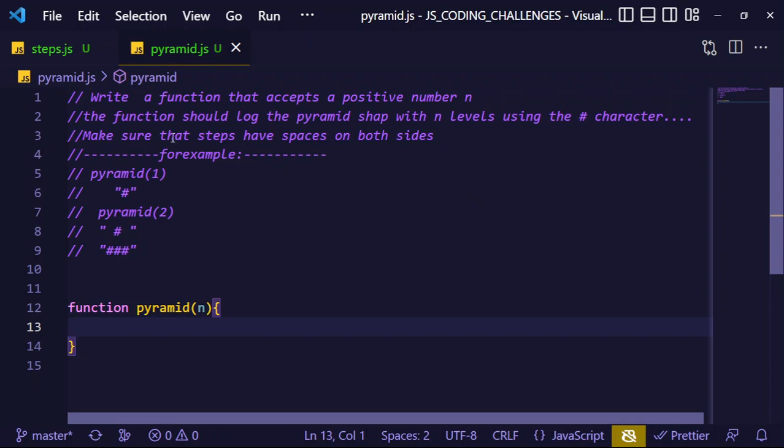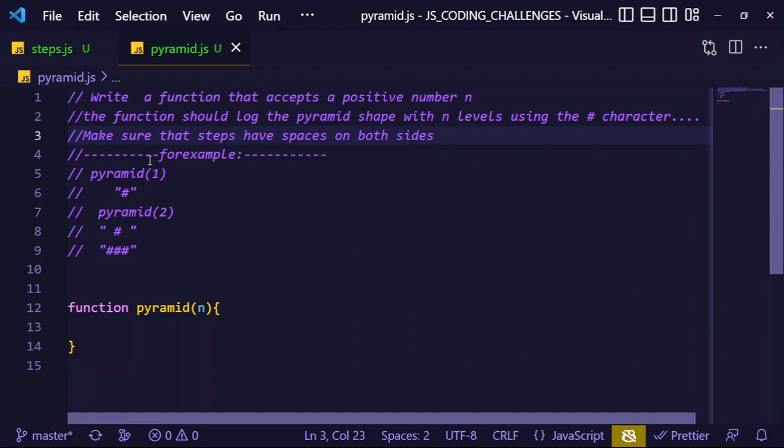We're going to write a function that accepts a positive number n. The function should log the pyramid shape with n levels using the hash character as usual. We have to make sure that the steps have spaces on both sides. You can call them the steps or levels.